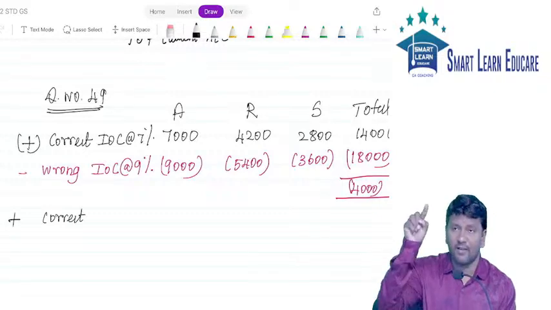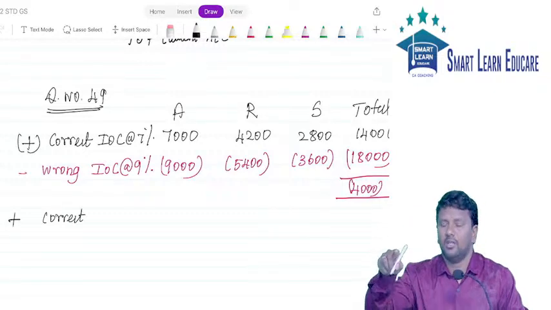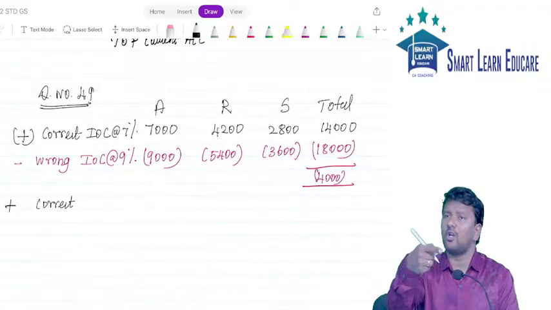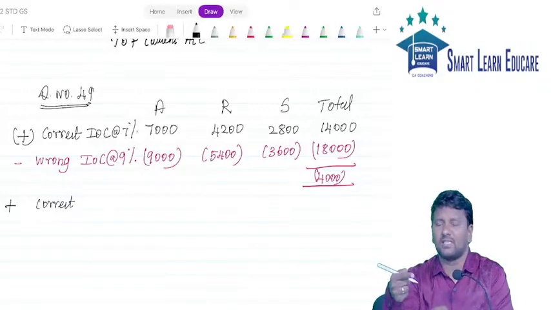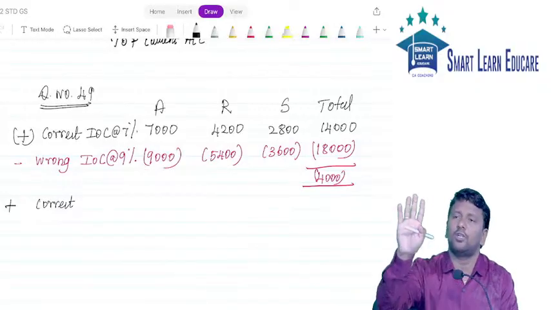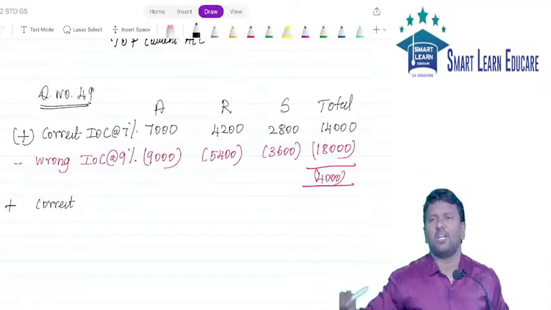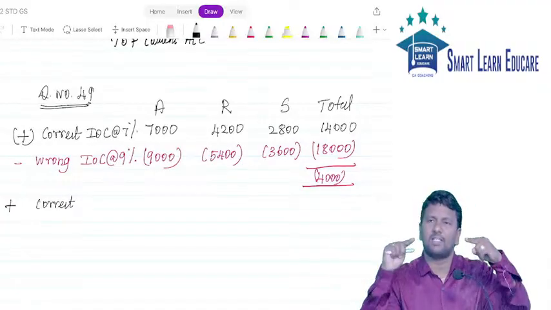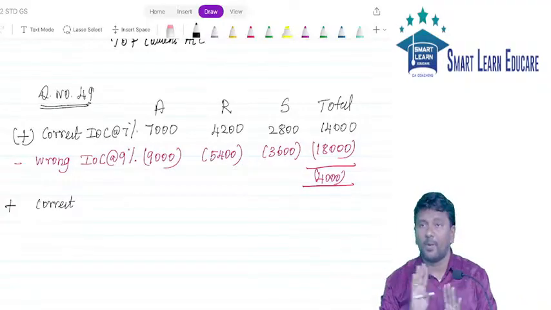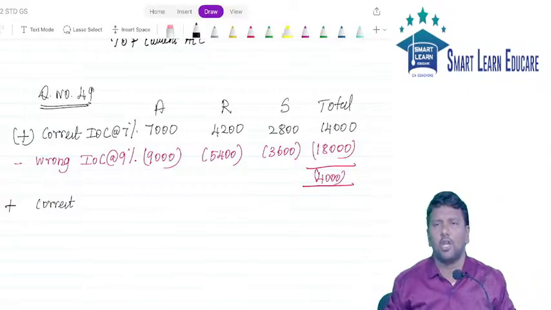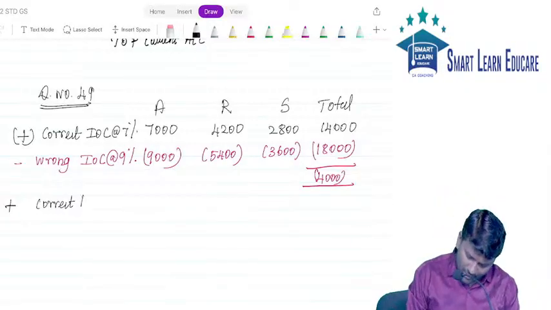In case you had given 7%, in total you would have given 14,000. But because you gave it wrongly, how much have you given in excess? You have given excess 4,000. That 4,000 you would have given in capital ratio, because interest on capital is calculated on capital. But profit is not calculated on capital ratio. Profit is calculated on profit sharing ratio. So the correct profit sharing ratio.